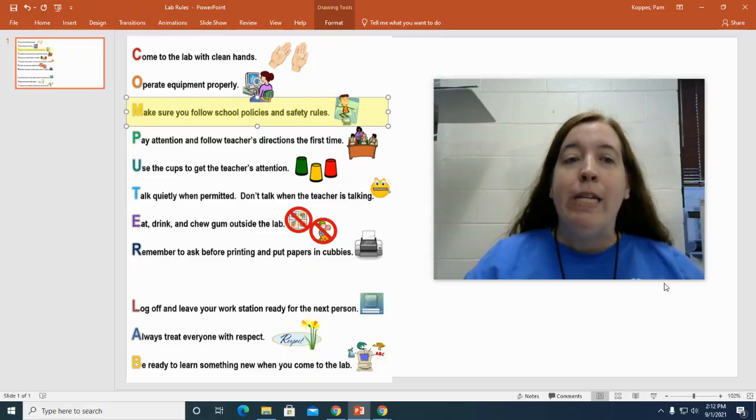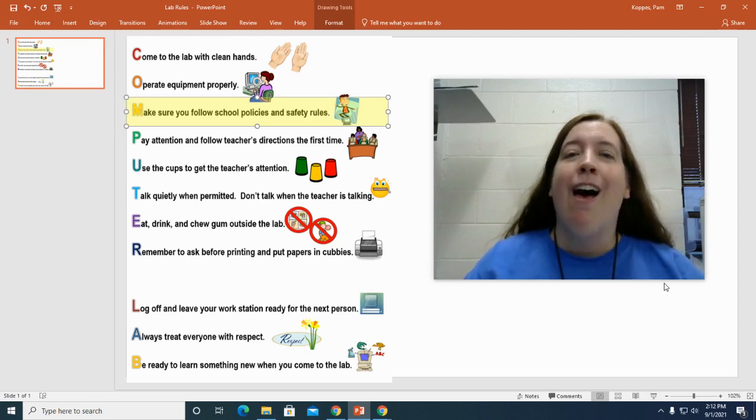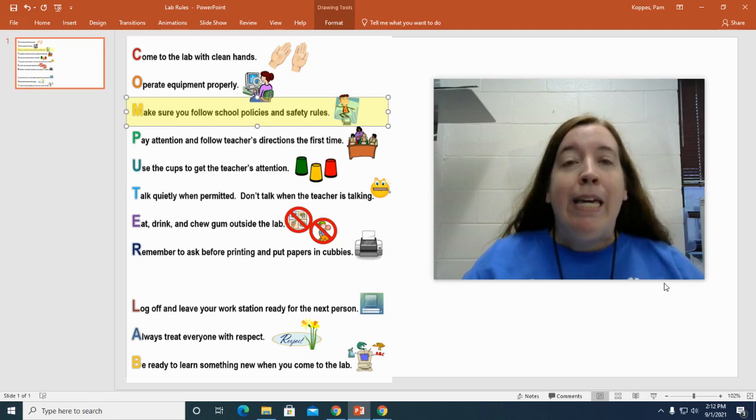Our third rule is to make sure you follow school policies and safety rules. Is our computer lab part of the school? Of course it is. So do we have to follow the school rules? Of course we do. So all the rules such as no running, keep hands, feet, and other objects to yourself, all of those rules apply.